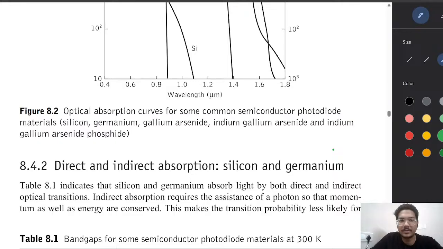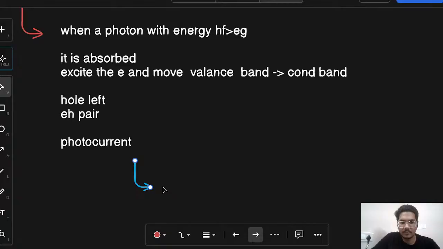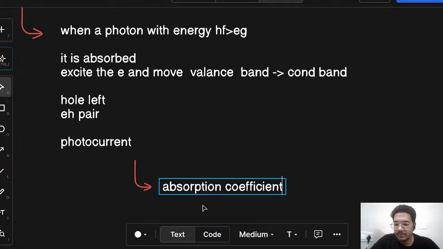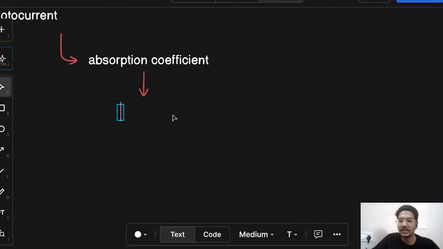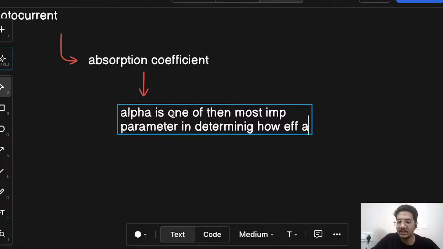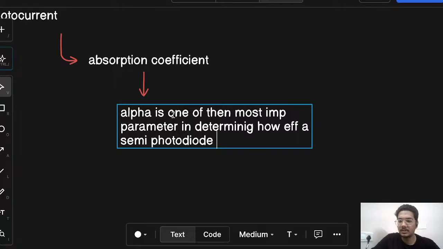Now we have the absorption coefficient. Alpha is one of the most important parameters in determining how effectively a semiconductor photodiode converts incident light into photocurrent.